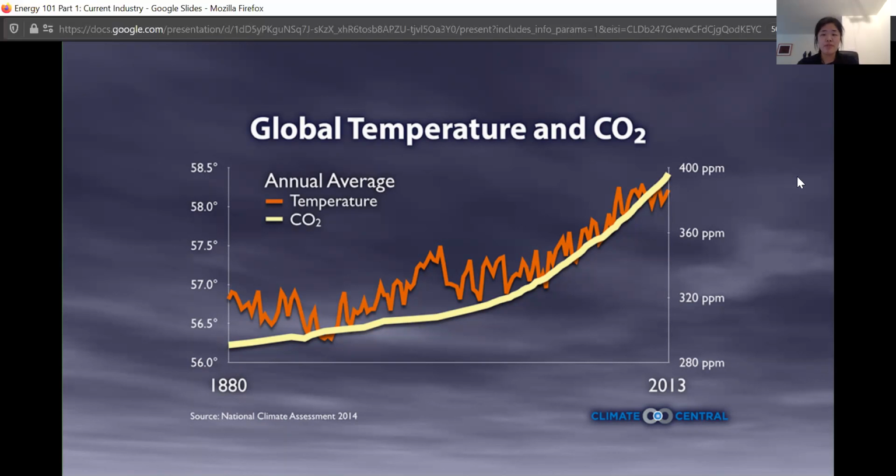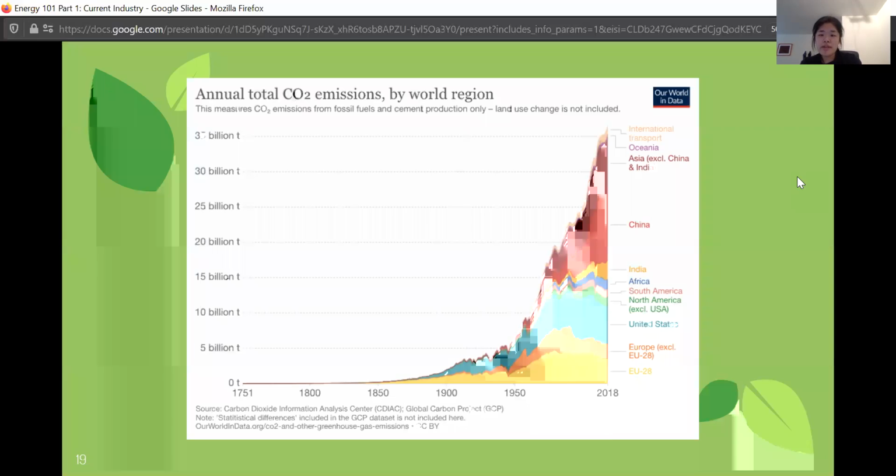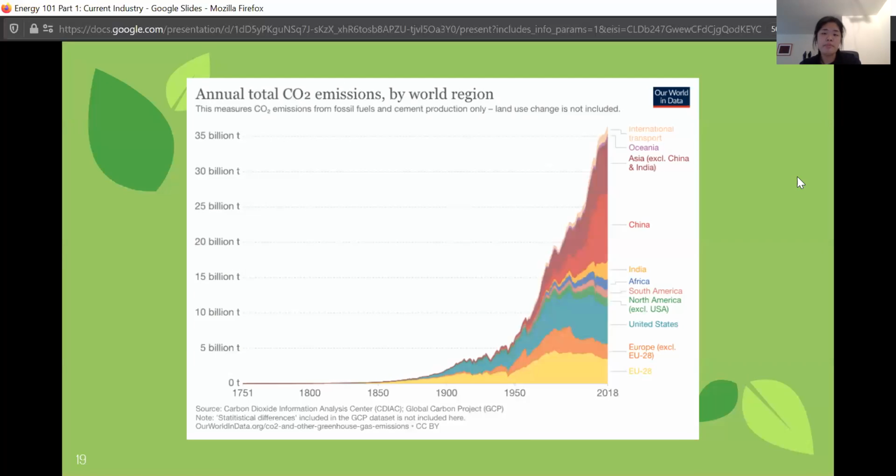As you can see from this graph, there's a high correlation between global temperature increase and CO2 increase. So this suggests a directly proportional relationship between the two parameters. Next slide, please. On a global scale, our emissions are increasing exponentially and consistently country by country.